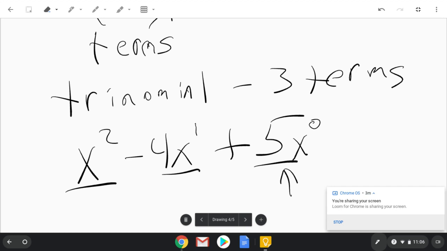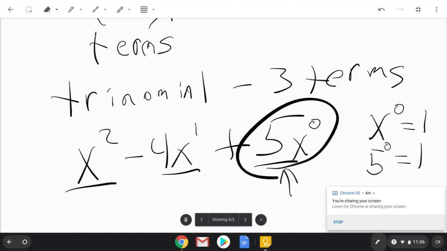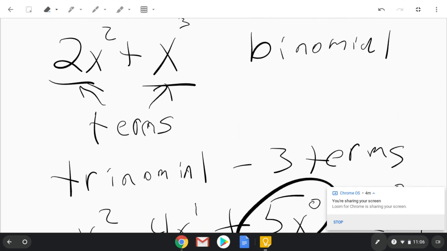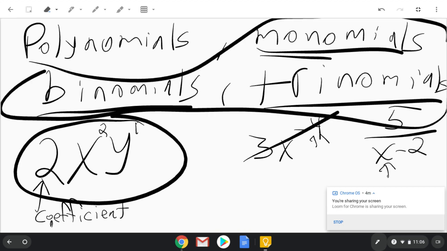I don't know if you remember this from 8th grade or whenever you learn it now, but anything, whether it's x to the 0 or 5 to the 0, is equal to 1. That's why it's okay to call this 5x to the 0. So you got 3 terms, trinomial. Trinomial, 3 terms; binomial, 2 terms; monomial, 1 term. All of these are examples of polynomials. So when you string a bunch of monomials together, you get a polynomial. And that's really all we've got for today. So see you next time.